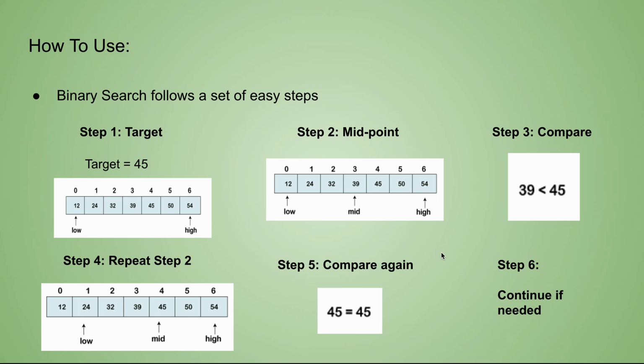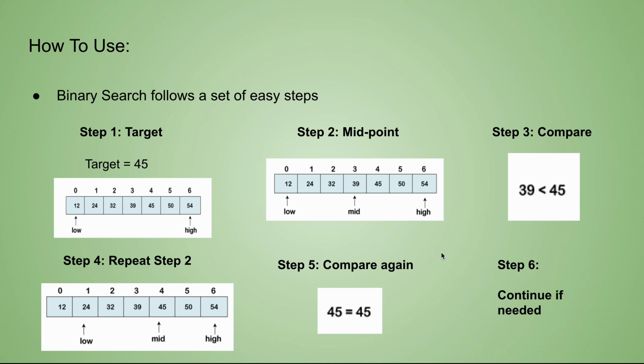In order to find your midpoint, you have to know the indexes of your list or array's lowest value and highest value. Your midpoint is equal to the index of your lowest value plus the index of the highest value divided by 2. Step 3. Compare. If your item is equal to the value at the midpoint, you have already found your answer. If not, you have to keep going.